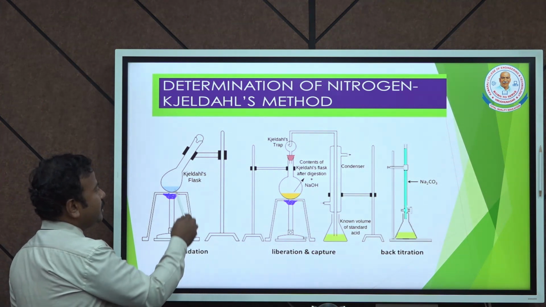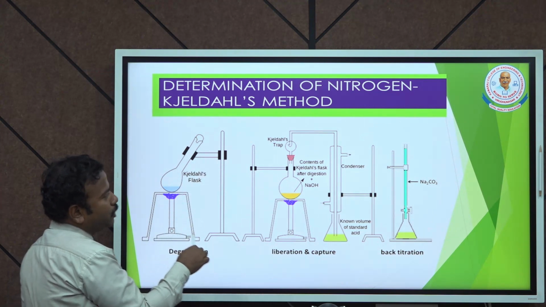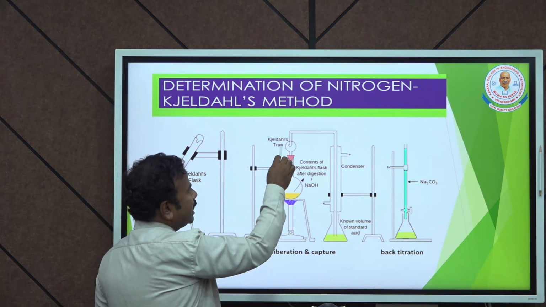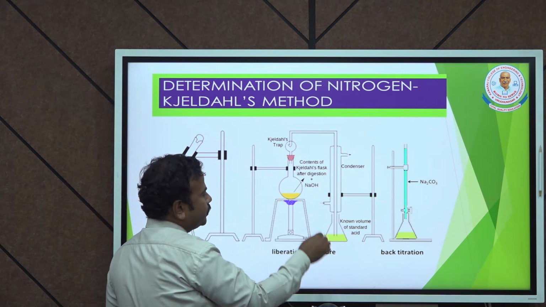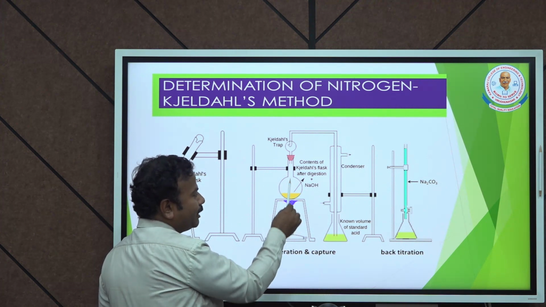Here you can see this is the long necked flask, where the vigorous reactions can be carried out. The Kjeldahl flask is connected with the Kjeldahl trap and the condenser. So here all the ammonia gas can be liberated by the action.